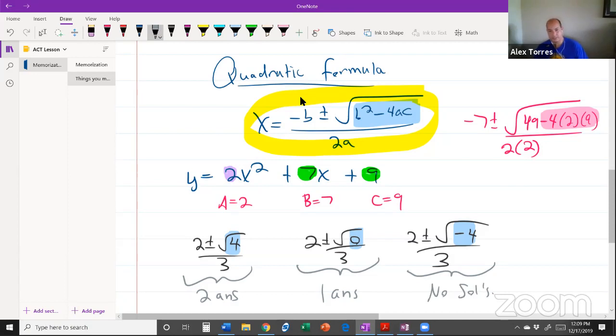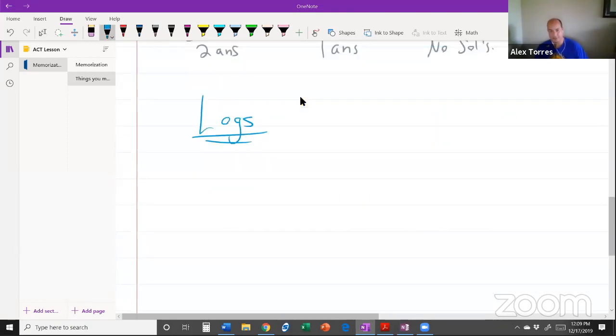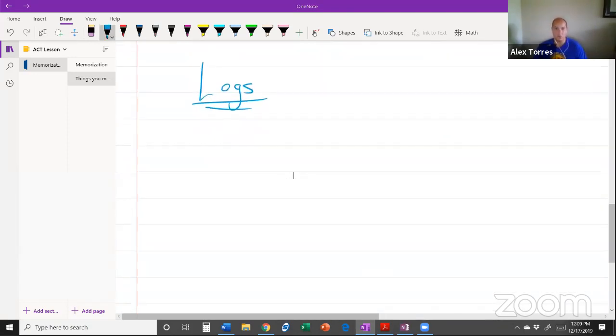So a next thing we can talk about are logarithms. Logs are just pretty much all memorization. So I'm going to go through a bunch of steps that you need to be able to rattle off the top of your head really easily. For instance, if I had a to the b power equals x, I need to be able to convert that to log base a of x equals b.